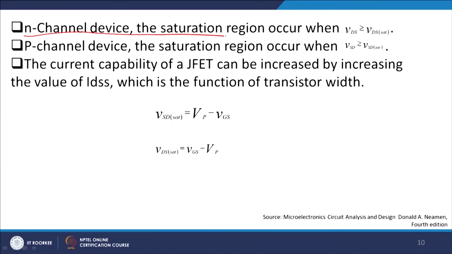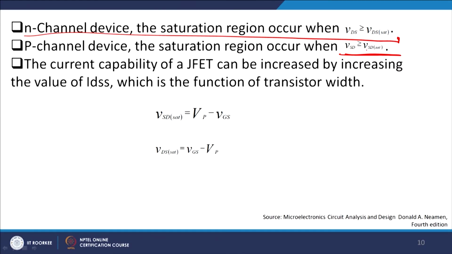As I discussed with you, in an N channel JFET, the saturation region occurs when VDS is greater than VDS sat, exactly the same principle as for a MOSFET. I am going a bit fast in this case because we already dealt with MOSFET in a detailed manner. Conceptually and mathematically it is the same as the MOS device, but cross sectionally slightly different in its operational value. For P channel, we say that VSD is greater than VSD sat.